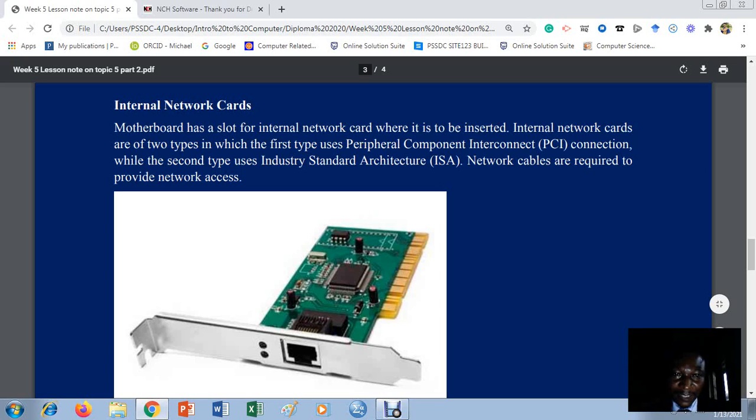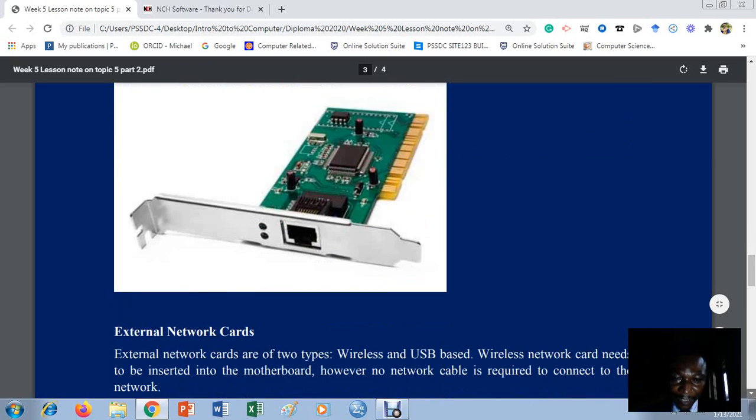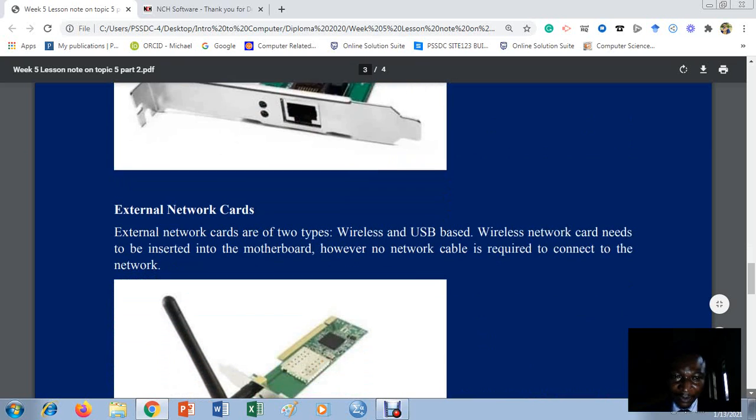This internal card, the motherboard has a slot for internal card where it is to be inserted. Internal cards are of two types, which the first uses PCI while the second one uses ISA. Network cards are required to provide network access. I told us that this port is where they will connect the RJ45 cable. That's the image there.